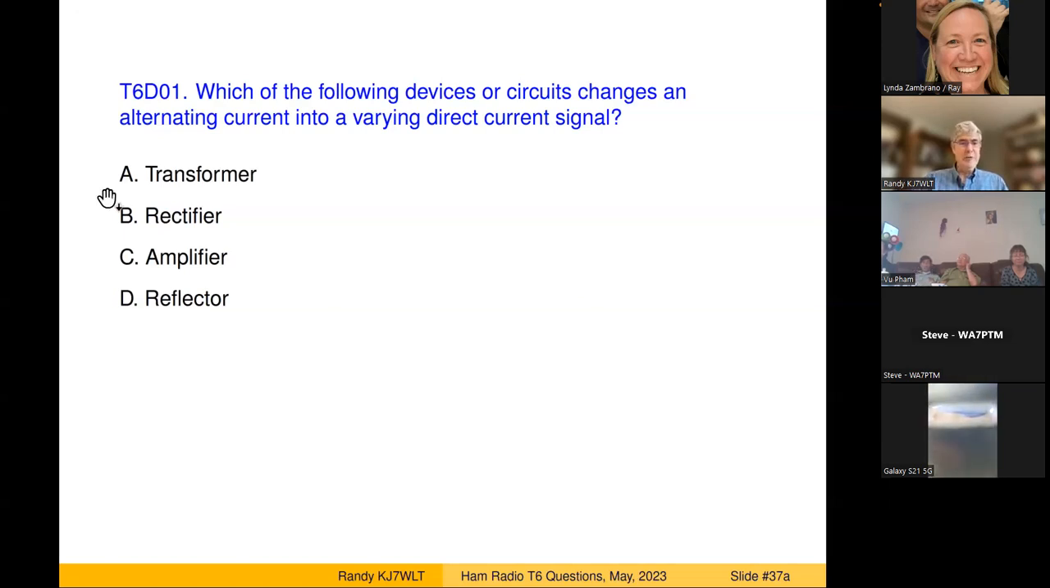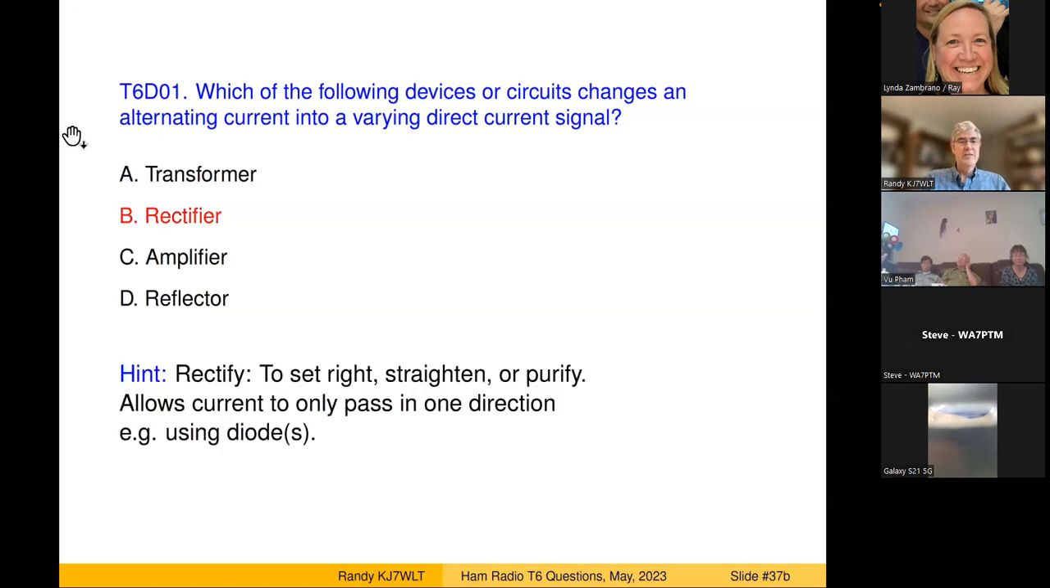So that's called a diode, but that's not on the list here. So the answer they're actually looking for here is what's called a rectifier. And a rectifier might be built out of one or more diodes, but the name of the device is often called a rectifier. And the word rectify means to set right or to straighten out or to purify. And so remember that a rectifier is taking this alternating back and forth current and forcing it to go only in one direction. And so it's setting it straight, so to speak, and it's rectifying it. It's a rectifier. And it might be built out of diodes.